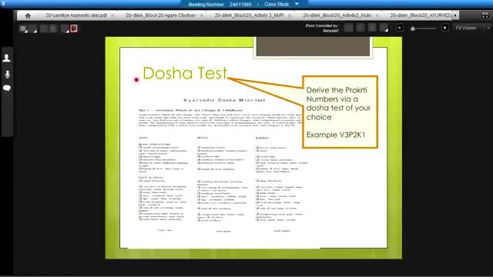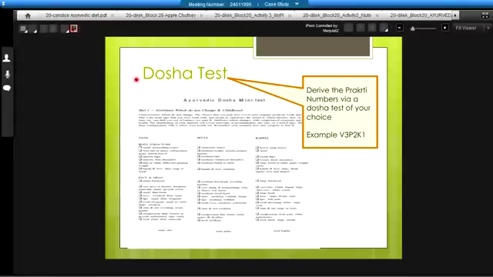All right. So here's a dosha test. Find out what the prakriti is. Use a dosha test of your choice. And remember to use the VPK format. That's the standard way of presenting it.